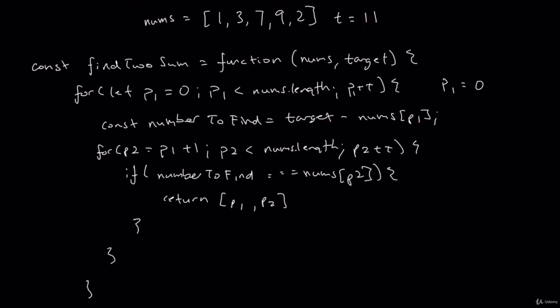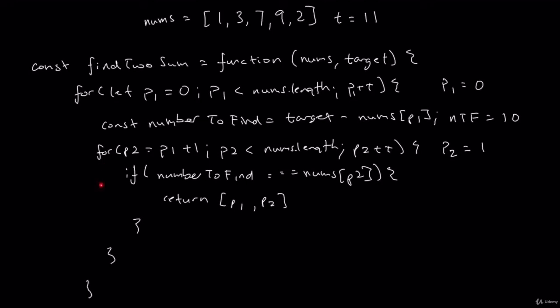Target is equal to 11. Nums at P1 is equal to 1. So 11 minus 1 is 10. I'm going to say NTF for shorthand because I don't have enough space here. So this is equal to 10. Then we move on to our next line and initialize P2 in our for loop. P2 is equal to P1 plus 1. So 0 plus 1 is 1. So I'm going to say P2 is equal to 1.